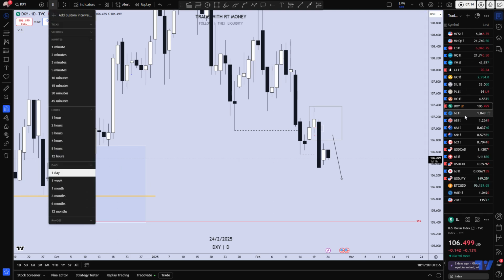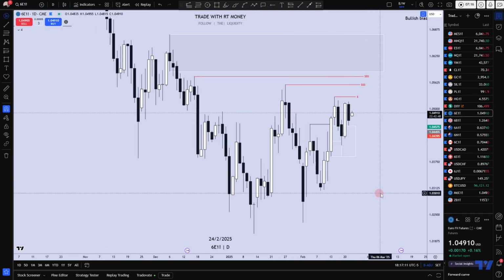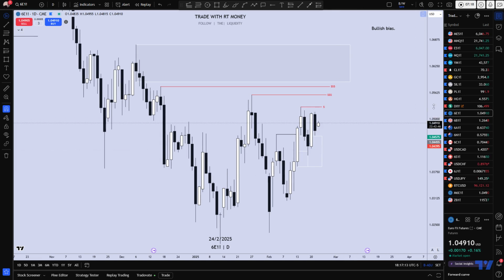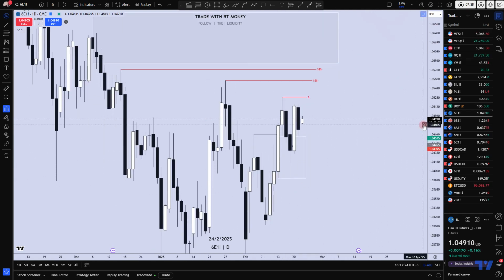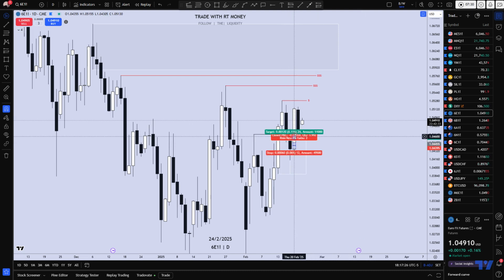Who knows? All right. Euro USD is just the opposite of the US dollar index. So I'm looking for bullish prices here, bullishness here. And what do we have so far? All right, if we look, this is Thursday's candle. This is Friday's candle. All right, this is the opening candle today.